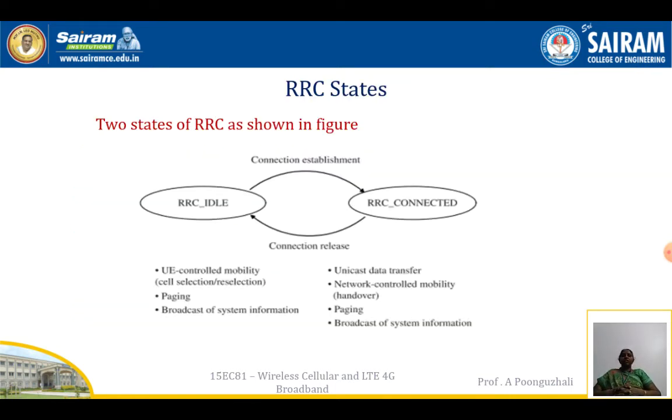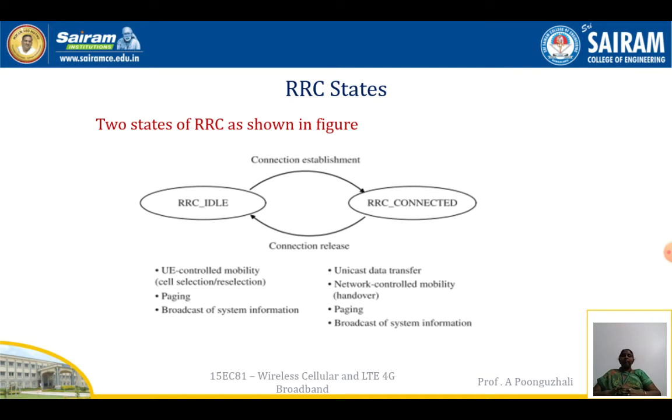Here the RRC states can be of mainly two states: it can be in the idle state or it can be in the connected state. When it is in the idle state, the user equipment is going to control the mobility. It is going to do a selection or reselection process of the cell. That is, it is going to indicate the status of the cell and the link quality; all of those are going to be established in this idle state.